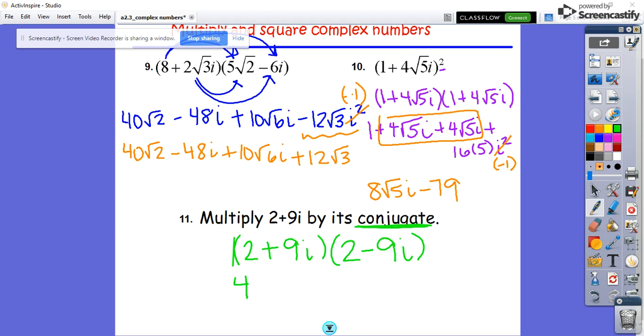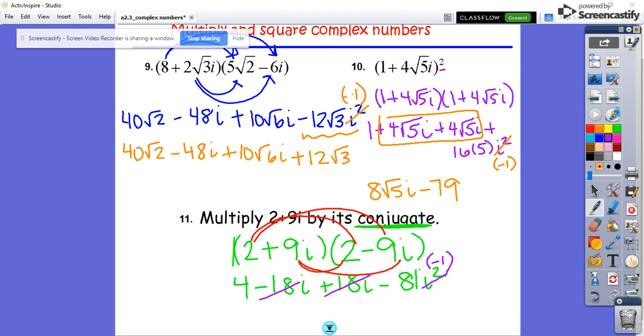2 times 2 is 4. Okay, 2 times negative 9i is negative 18i. 9i times 2 is positive 18i. And then 9i times negative 9i is minus 81i squared. Okay, so why is this even significant? The middle terms cancel, and they always will if you multiply by the correct conjugate. That i squared becomes a negative 1. So really I have 4 plus 81, which is 85.